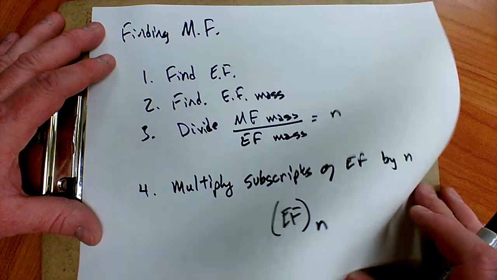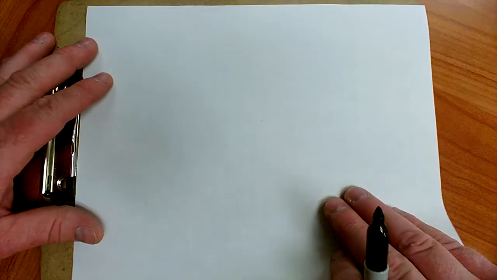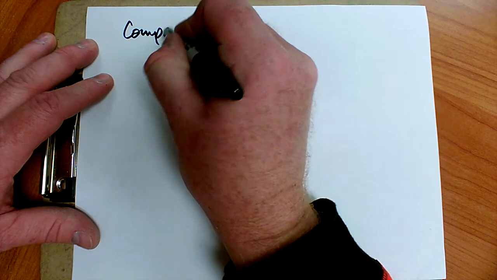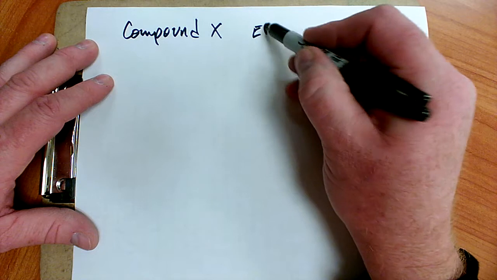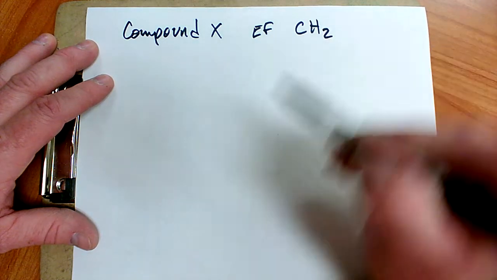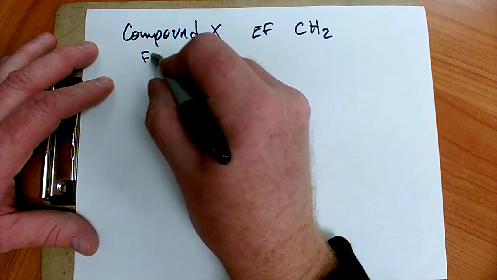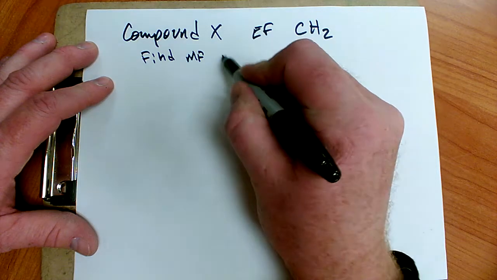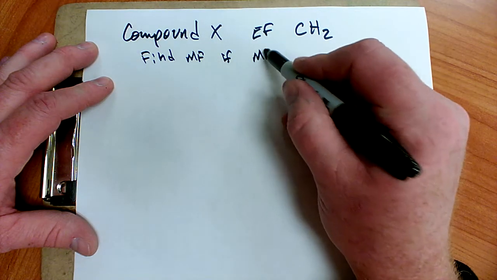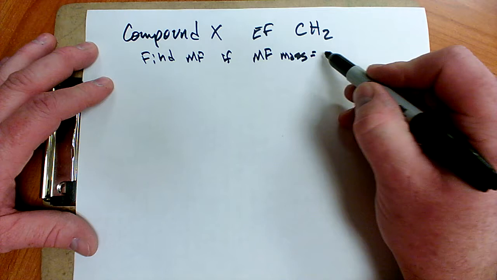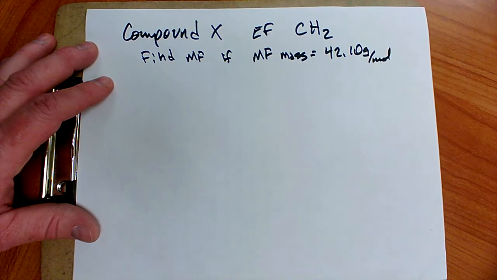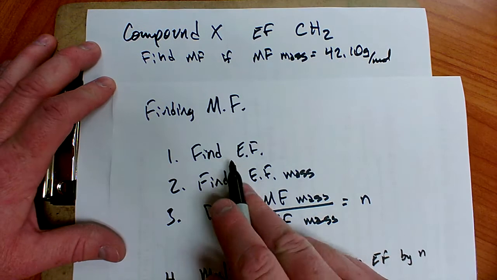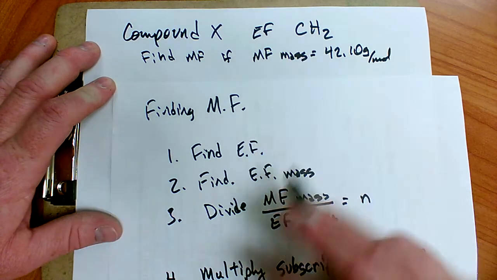So let's do an example of this. Suppose I have some compound, I'm going to call it compound X, and it has an empirical formula of CH2. And I want to find the molecular formula if the molecular formula mass is 42.10 grams per mole. Okay? So let's follow our steps. Number 1 is to find the empirical formula. Look, there it is. It's CH2. Step number 2 says find the empirical formula mass.